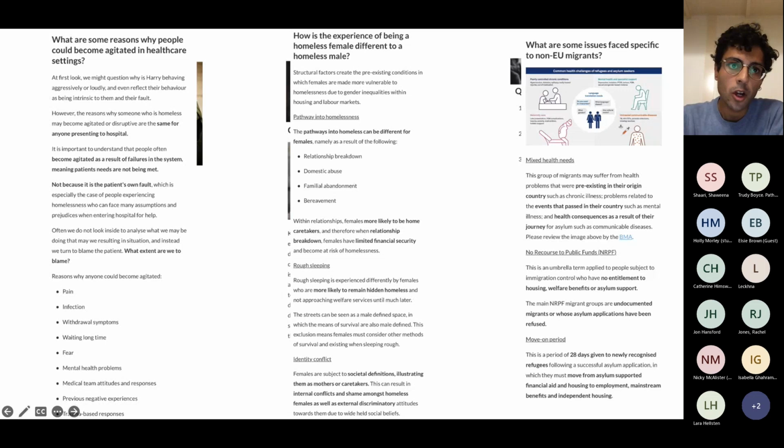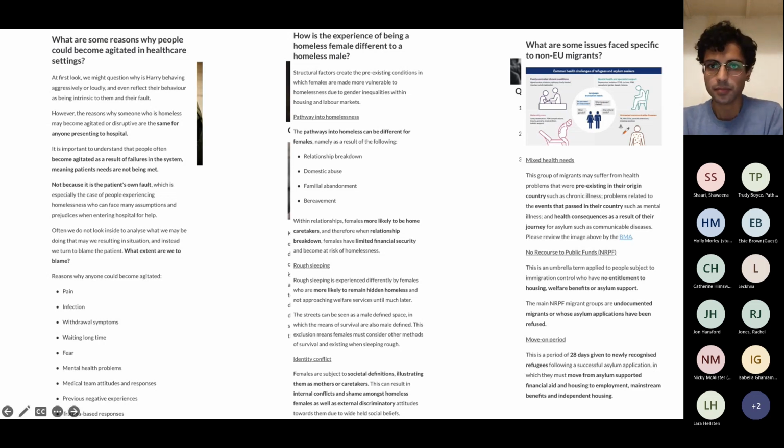So for example, with male homelessness, what are some reasons why people could be agitated in healthcare settings, which is a huge topic, and sometimes we're quick to judge people, especially in healthcare settings, and it really affects the care we give. But in fact, anybody can become agitated in a healthcare setting, and it really aims to tackle these misconceptions we might have.